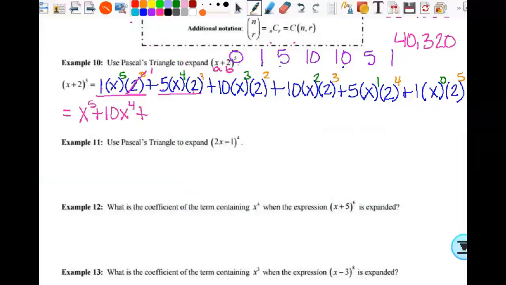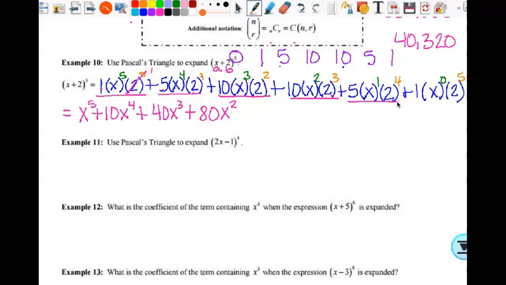Plus, then I look at this one. Then I've got 2 squared, which is 4, times 10, 40 x cubed. Yes? Then here, what's 2 cubed? 8. So 8 times 10 is 80. So this gives me 80x squared.